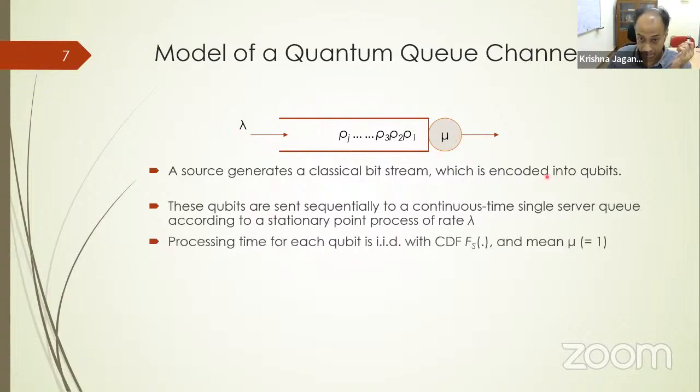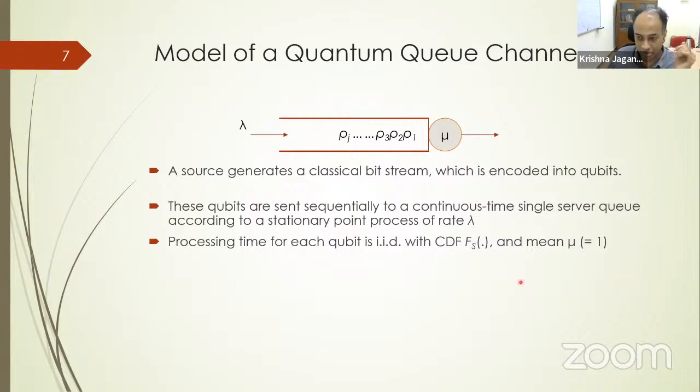We assume that the processing time of each qubit is also a random variable. It has some generic distribution f_S and some mean 1 over mu, and we can take mu equal to 1 for ease of notation. So this mu is roughly 1 by 300 nanoseconds.